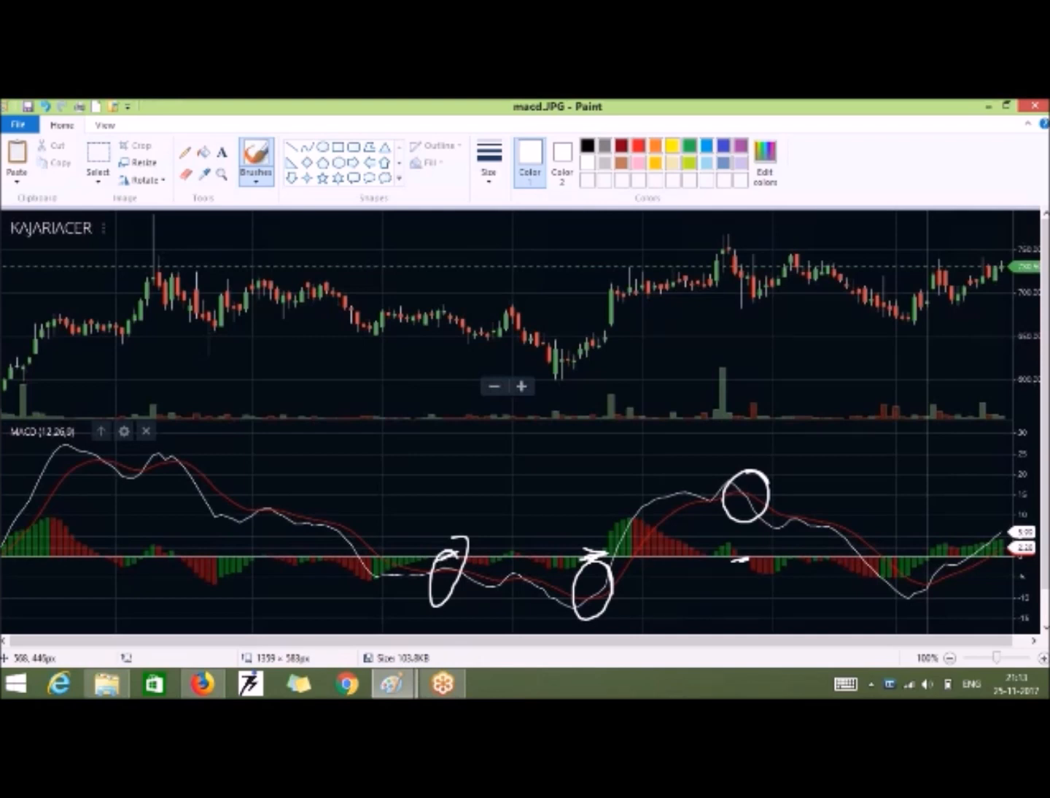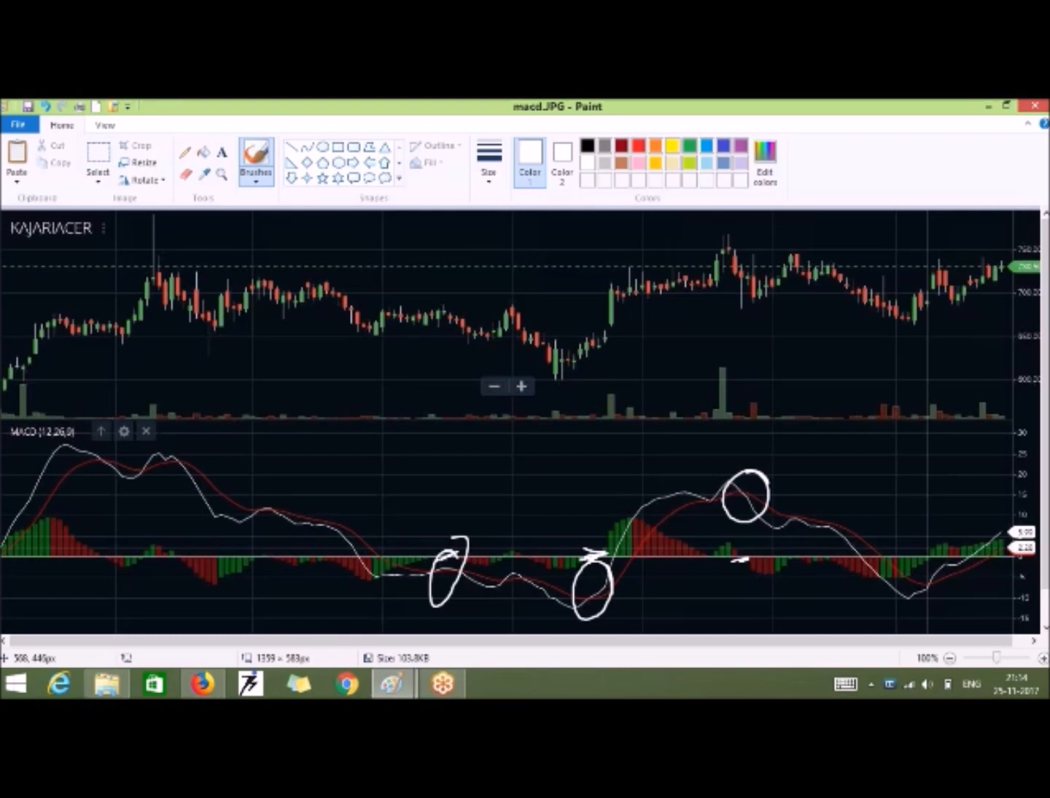So when can you see that the crossover may be happening? When the histogram is getting narrower, you can see that there might be a crossover. If the histogram starts widening, it indicates the trend is getting stronger. Is this clear, what I said right now about the histogram? Okay, so now coming to the crossover.